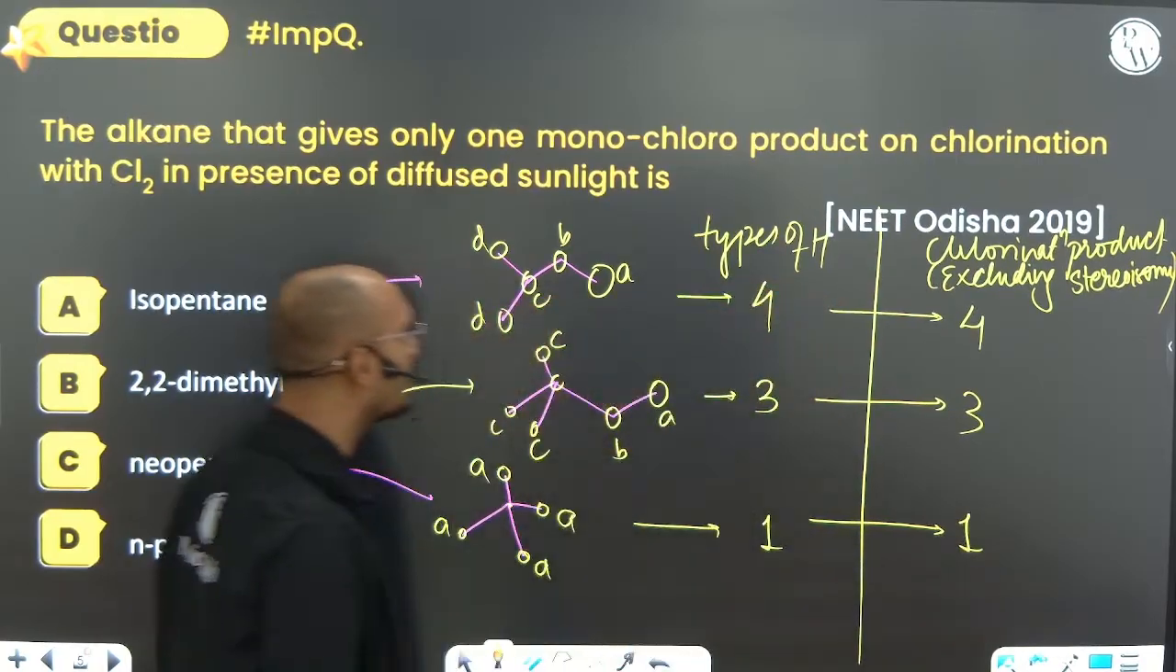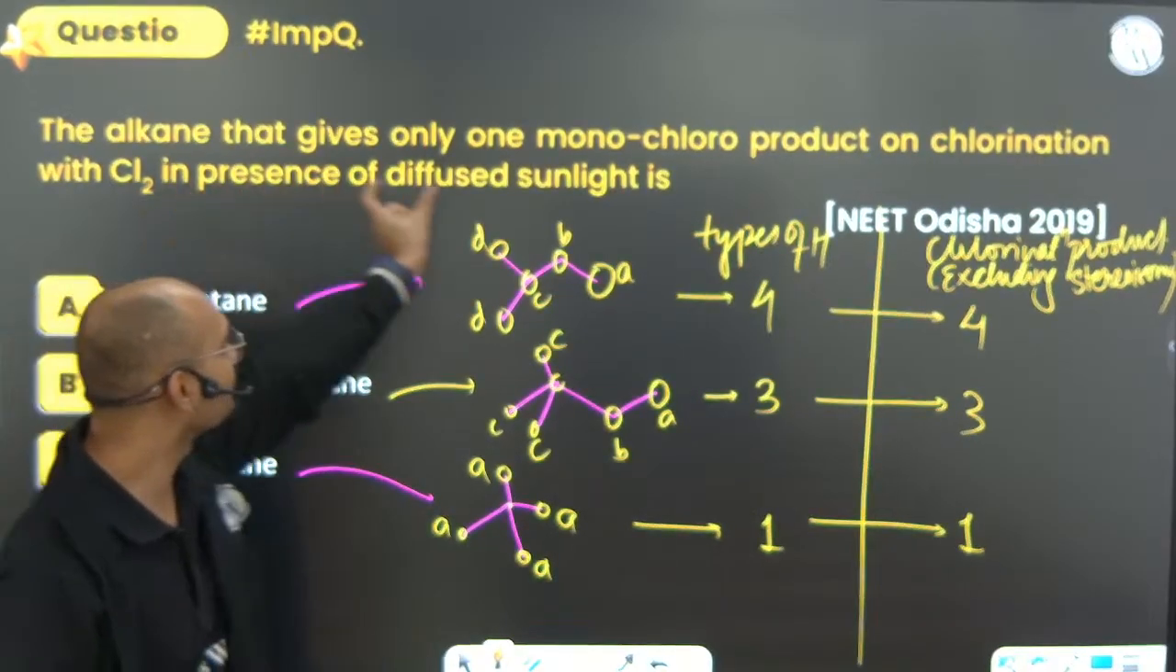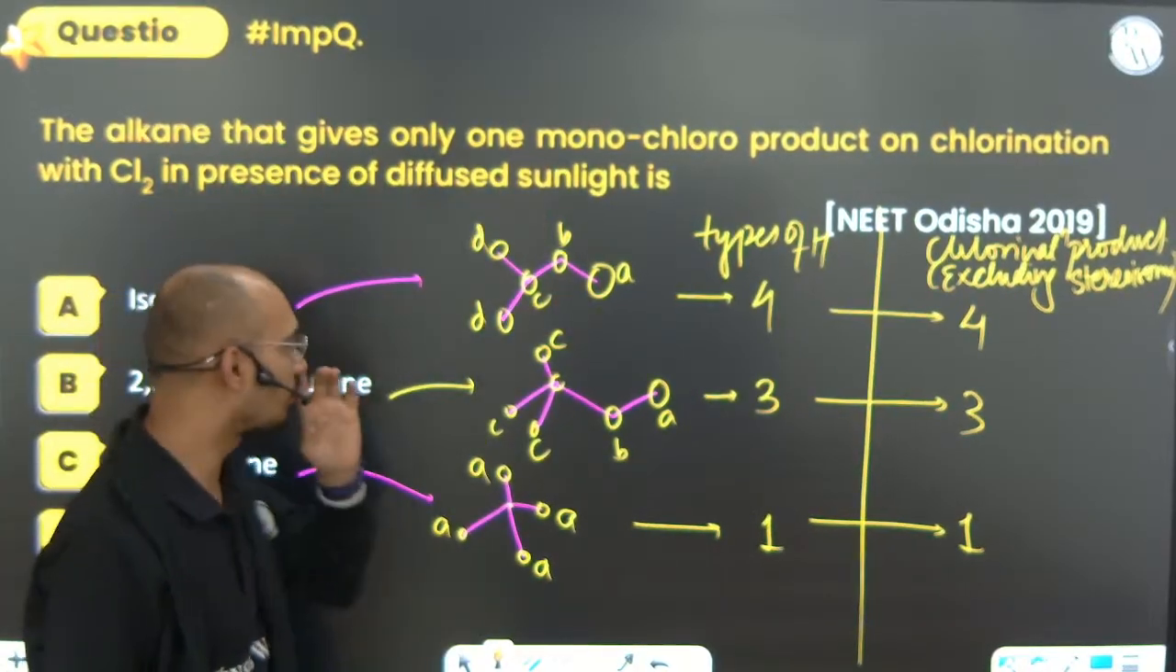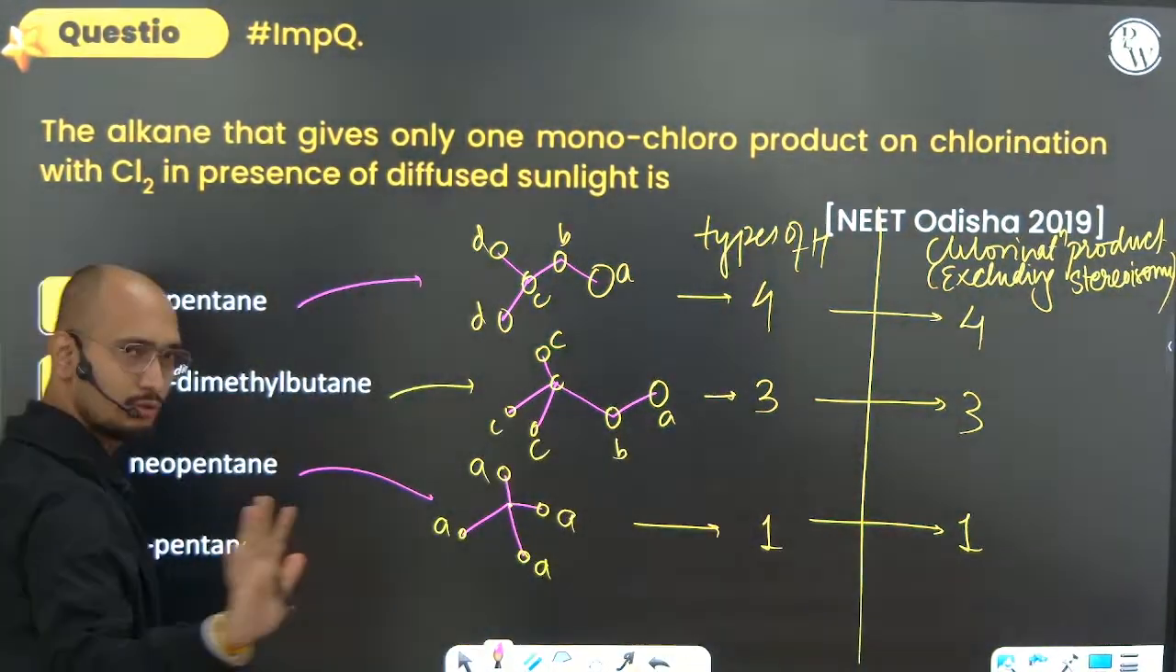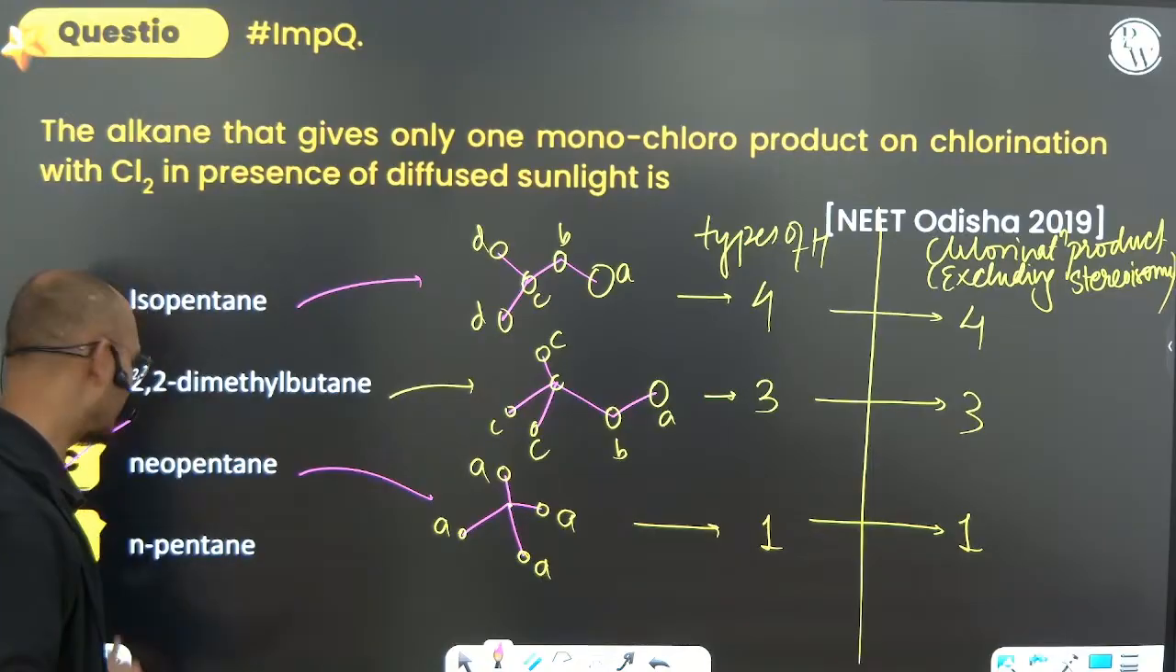So what has it asked? It has asked for the one that gives only 1 monochloro product. So of course option C is going to be the correct option. Any doubt? No doubt, I hope so. A very easy type of question.